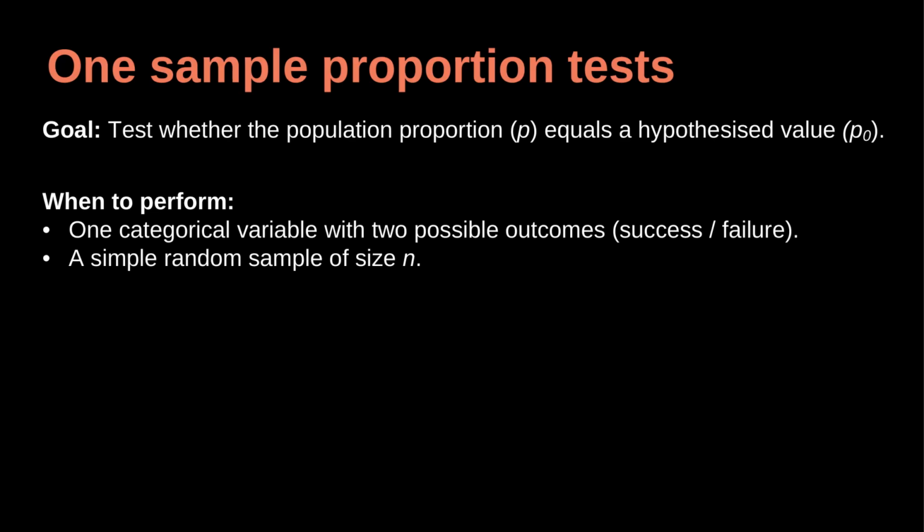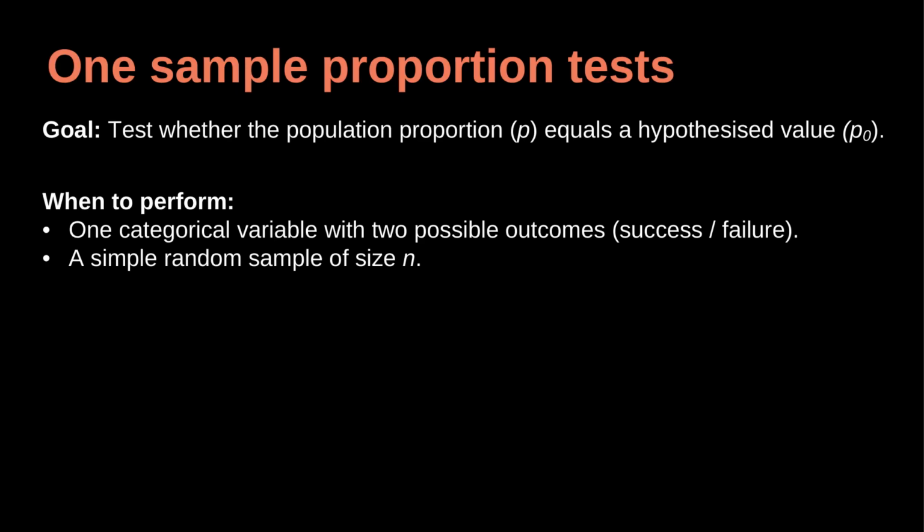We use this test when we have one categorical variable with exactly two outcomes, like yes or no, or true or false. It is also important that the data comes from a simple random sample, meaning every member of the population had an equal chance of being selected. This helps ensure that the results are statistically valid.